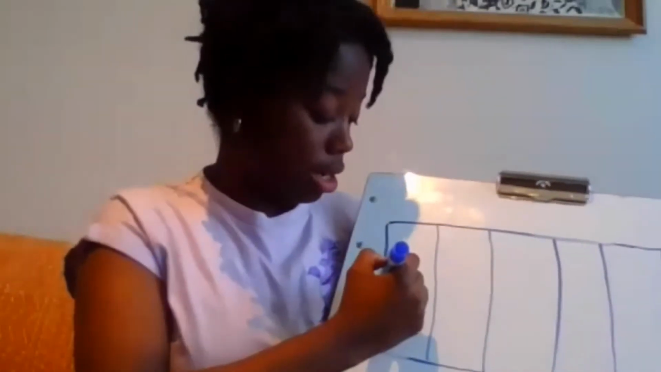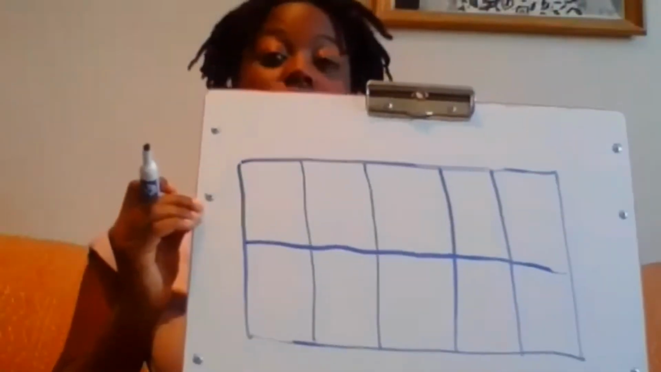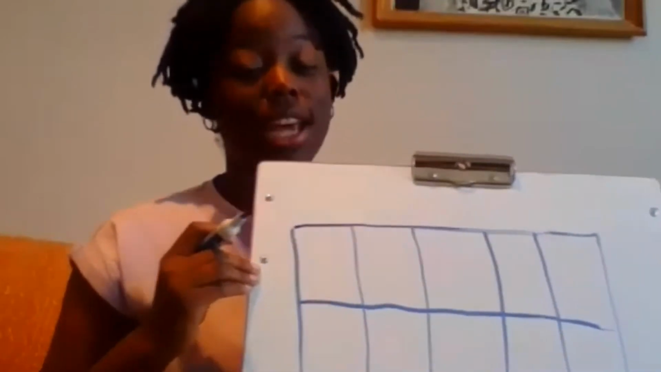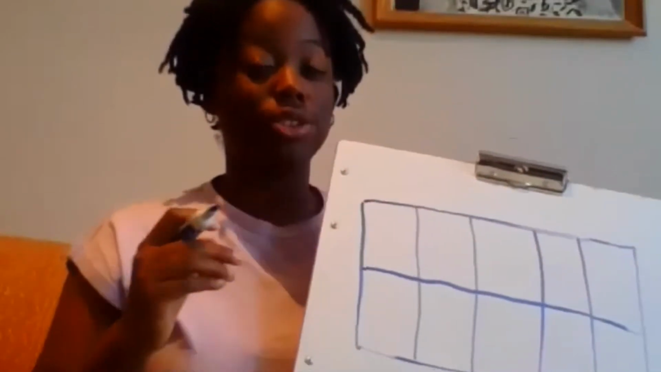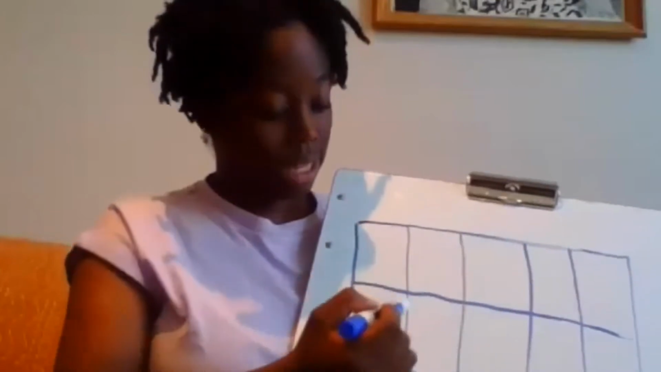Now I have 5 boxes, and I really need 10. To make 10, I'm going to put a line across. Now, it's really important that you double check that you have 10 boxes because it's a tens frame, so you need to have 10 boxes. Count with me to make sure that I have 10 boxes. 1, 2, 3, 4, 5, 6, 7, 8, 9, 10. I just made a tens frame. All right, we're ready to use it.